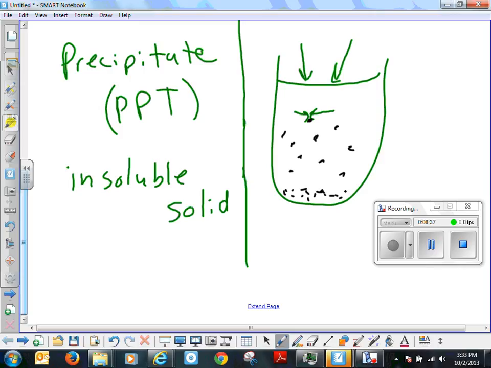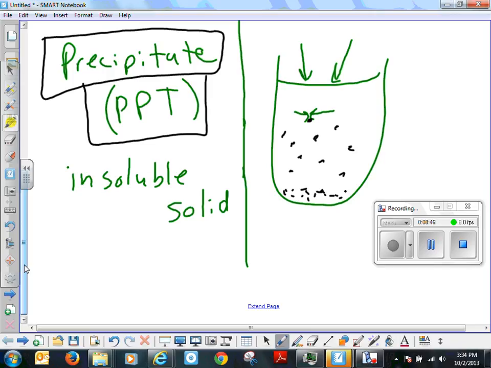So I remember precipitate, because precipitation, water falls out of the clouds. A precipitate or insoluble solid falls out of solution. And that is always indicating a chemical change. Okay, hopefully this helps.